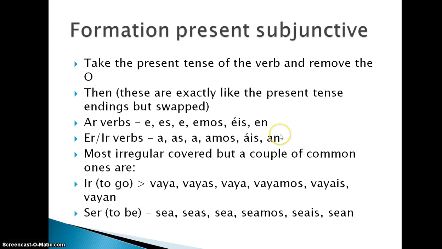That covers, as I said, most of the irregular verbs, but there's a couple of common ones like this one. Ir tends to be irregular: vaya, vayas, vaya, vayamos, vayáis, vayan. And ser: sea, seas, sea, seamos, seáis, sean.